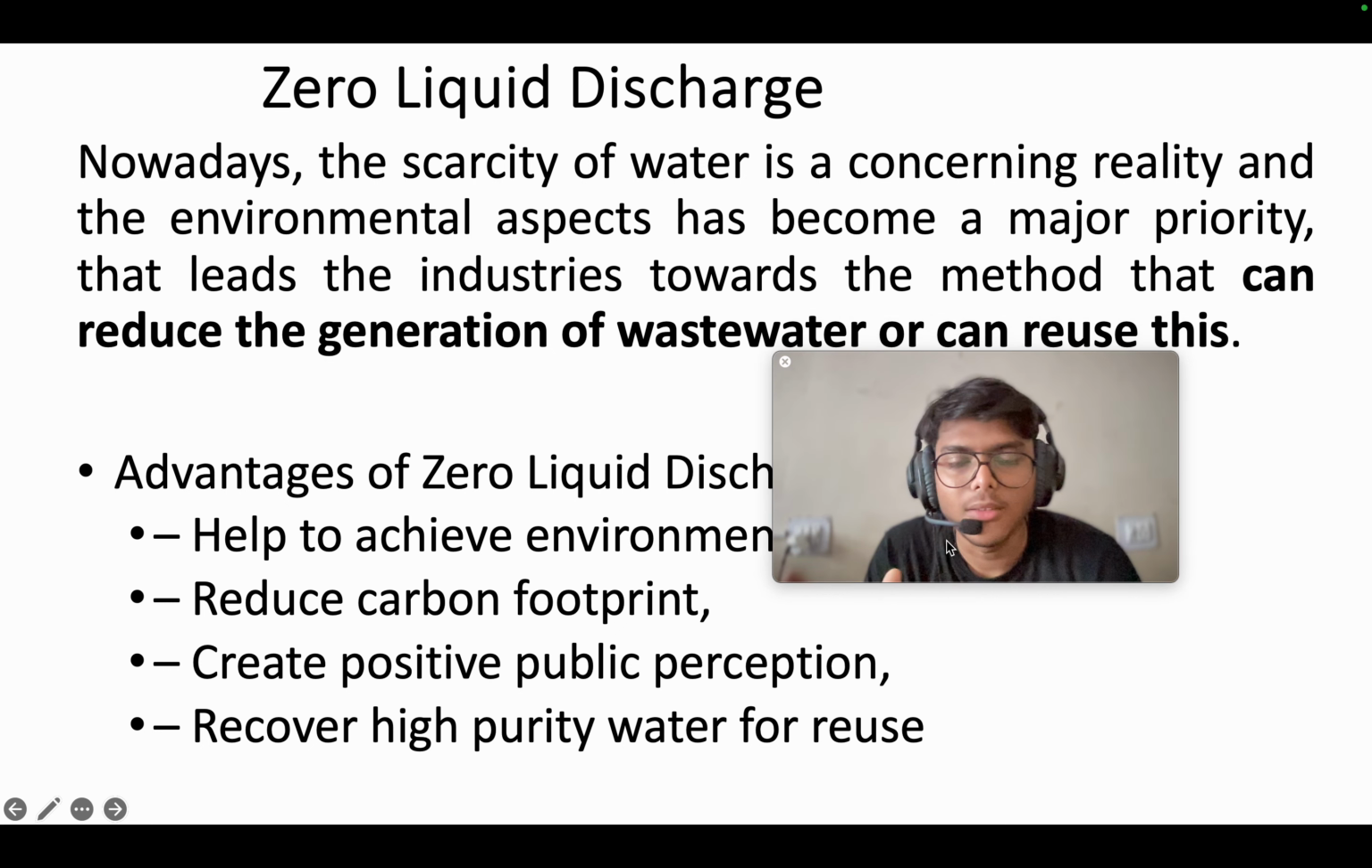What is the use of zero liquid discharge in today's scenario? In today's generation, as you know, the scarcity of water is growing day by day. As you can see in Bangalore nowadays, the water availability is very less. So nowadays the scarcity of water is a concerning reality, and the environmental aspects have become a major priority, right? That leads the industries towards methods that can reduce the generation of wastewater and can reuse it. So just underline this point. So what does zero liquid discharge do? Basically, it reduces the generation of wastewater and can reuse it, right?